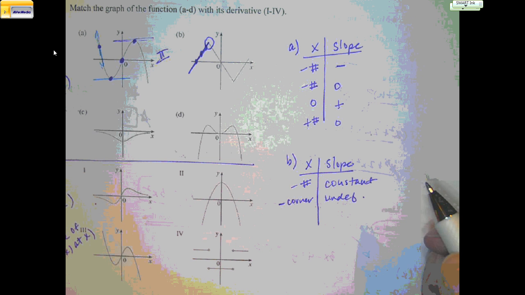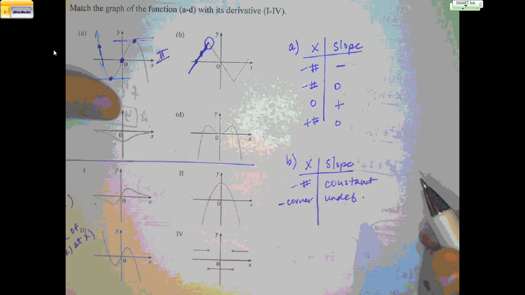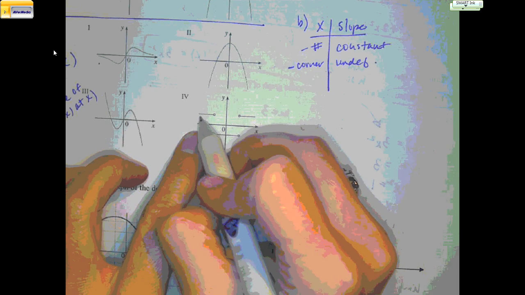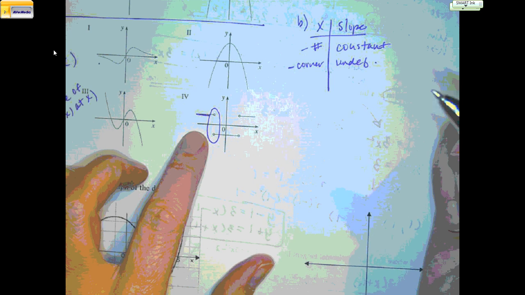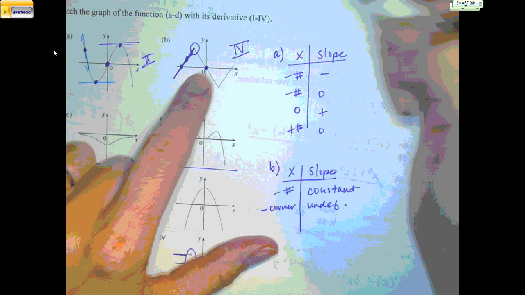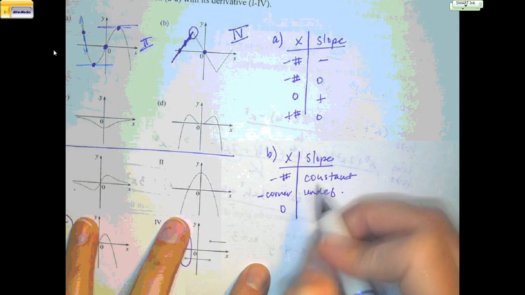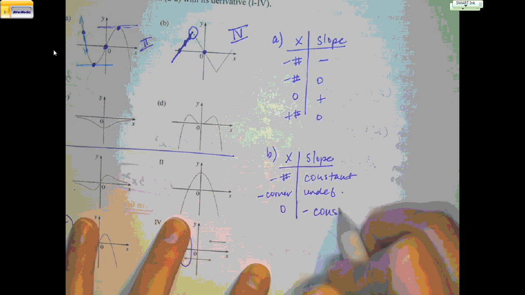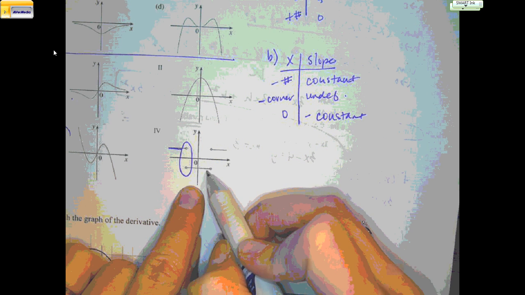Can you tell already what graph we're headed towards? Yeah, if we look at number 4, on the negative side I've got a constant, and then right here it's undefined. That's where that corner is. So already we know it's 4. And you could keep going if you wanted. Right at 0, where x is 0, that's a negative slope, and it's a negative constant because that slope is not going to change. It's a straight line.